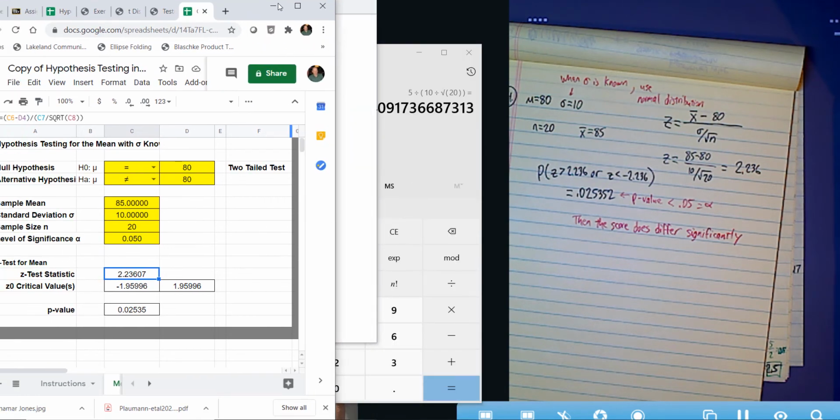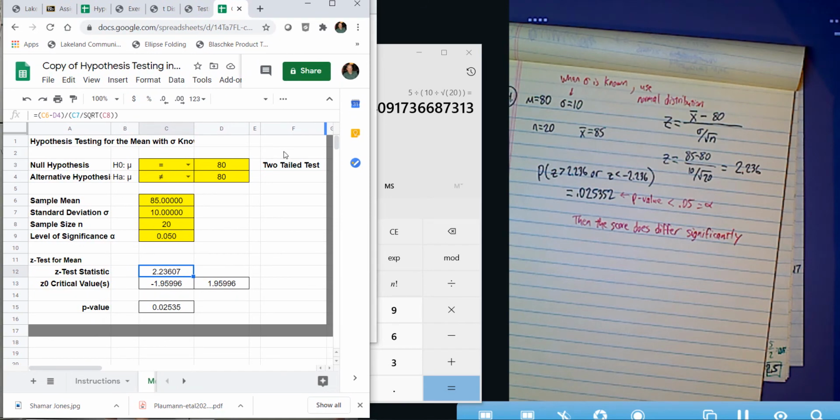We just need the little calculator. The null hypothesis would be equal to 80 or not equal to 80. The sample mean is 85. Standard deviation is 10. We put in the sample size so it'll compute things for me. Again, I have 0.05. It gives me the p-value, and here's the critical values.